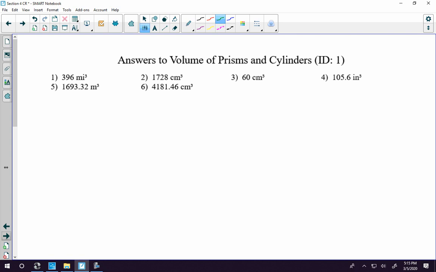There's the answers on the back of the work we were doing. You'll notice none of those answers are in terms of pi for the ones that have a pi symbol in it. Therefore, we talked about how to approximate that.